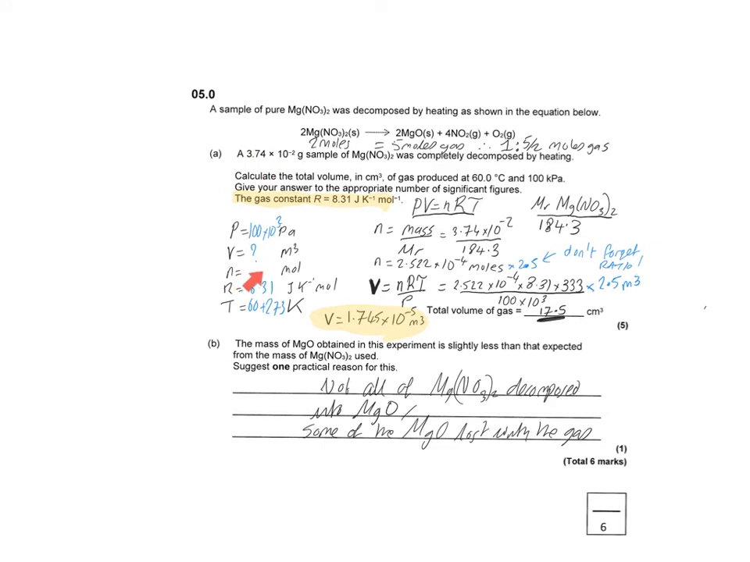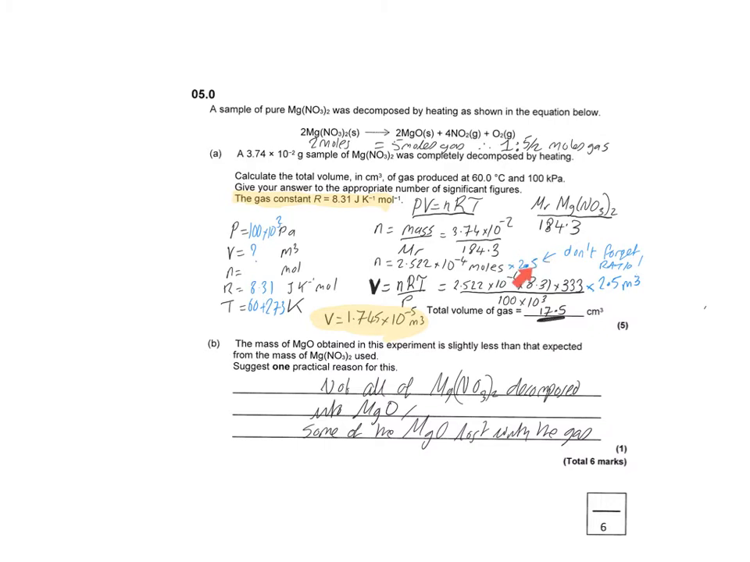So the first thing we can do is work out the number of moles of the magnesium nitrate. So if you've got mass, you first of all need to work out the MR of magnesium nitrate, and that comes to 184.3. So to get the number of moles or amount of the magnesium nitrate, you simply divide the mass, which is in grams, by its MR. So the number of moles of magnesium nitrate comes to 2.522 times 10 to the minus 4. Do not round this up at this point. Now we need to times this by 2.5 because the ratio is 1 mole of magnesium nitrate, you get 5/2 or 2.5 moles of gas.